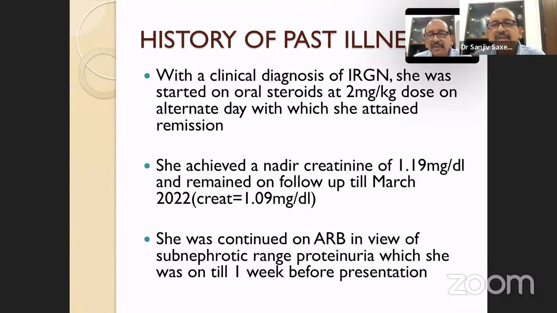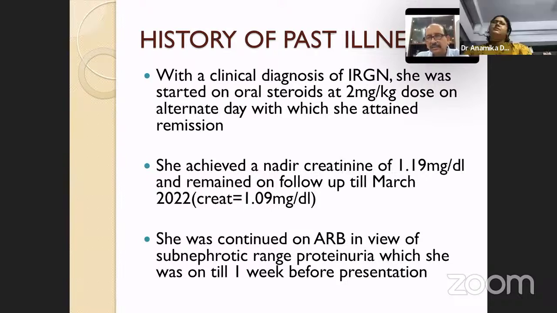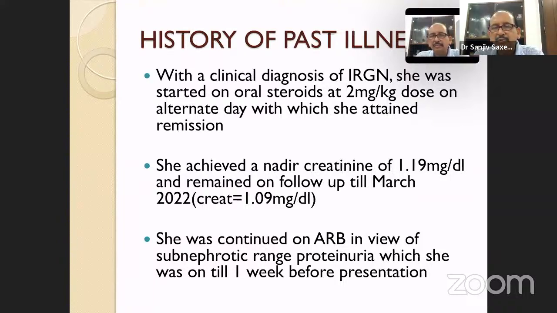Yes. So my only thing was, you can also say that she had a high ASLO, is that right? Yes, so she had a high ASLO titer. That also points towards post-streptococcal glomerulonephritis, right? Will you like to say that probably it wasn't IRGN, it was probably lupus nephritis, and we gave steroids and she responded beautifully to it.